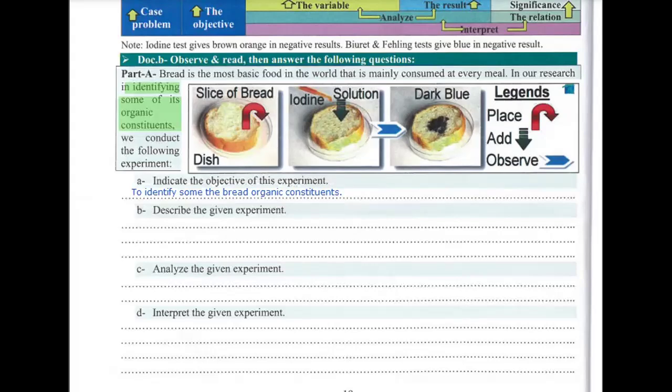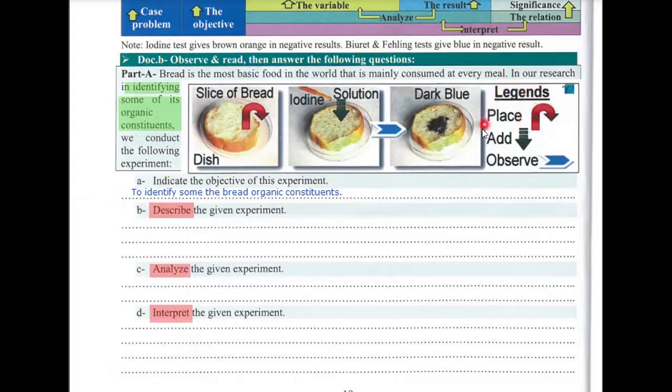Describe the given experiment. وبعدين analyze the given experiment وبعدين interpret the given experiment. It's the same experiment, one experiment. مرة بدي أعملها describe, مرة بدي أعملها analyze, مرة بدي أعملها interpret. It's the same. بنبلش بأول شيء describe.